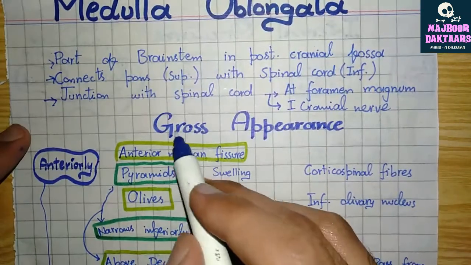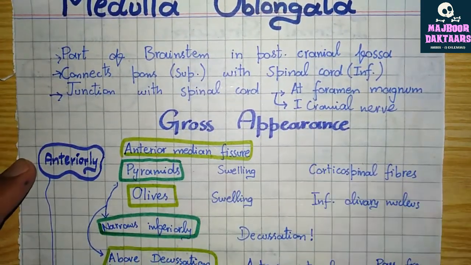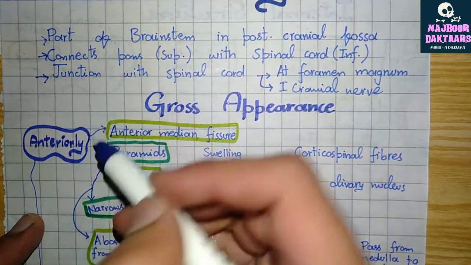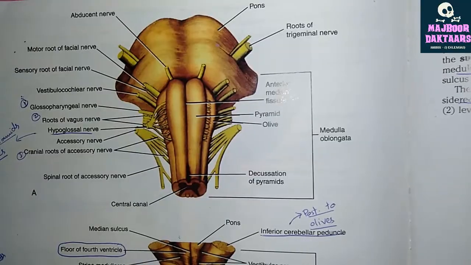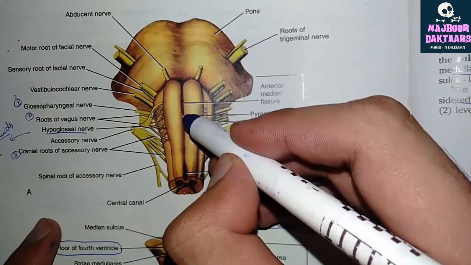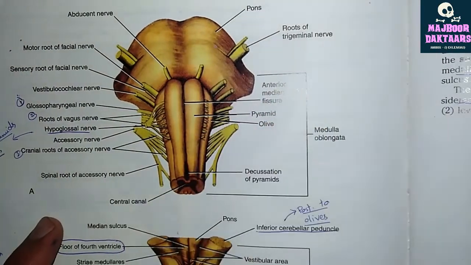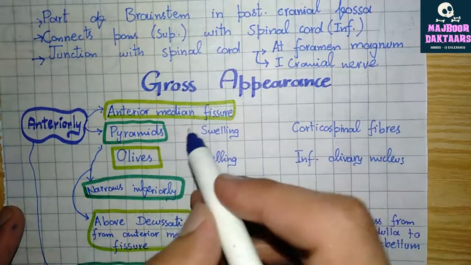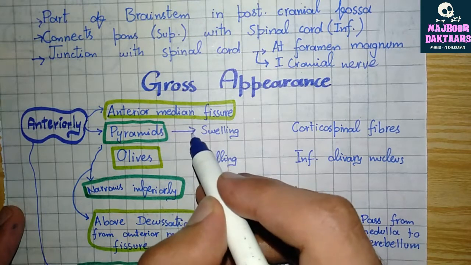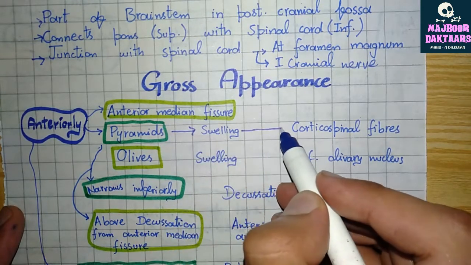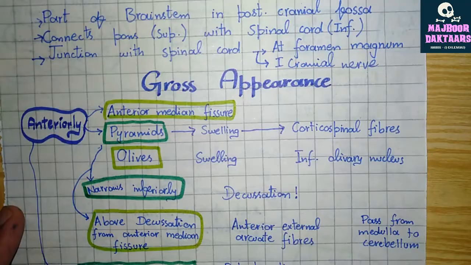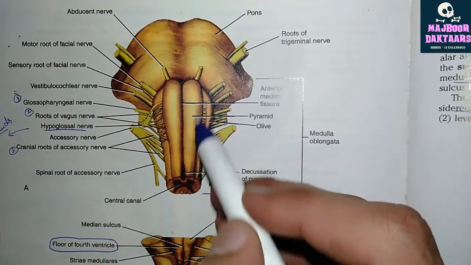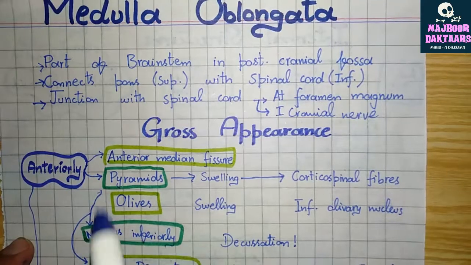Now, talking about the gross appearance of the medulla. Anteriorly, we can see an anterior median fissure in the medulla. Here is the anterior median fissure. Now, lateral to this fissure are the pyramids, which are the swellings due to the accumulation of corticospinal fibers.